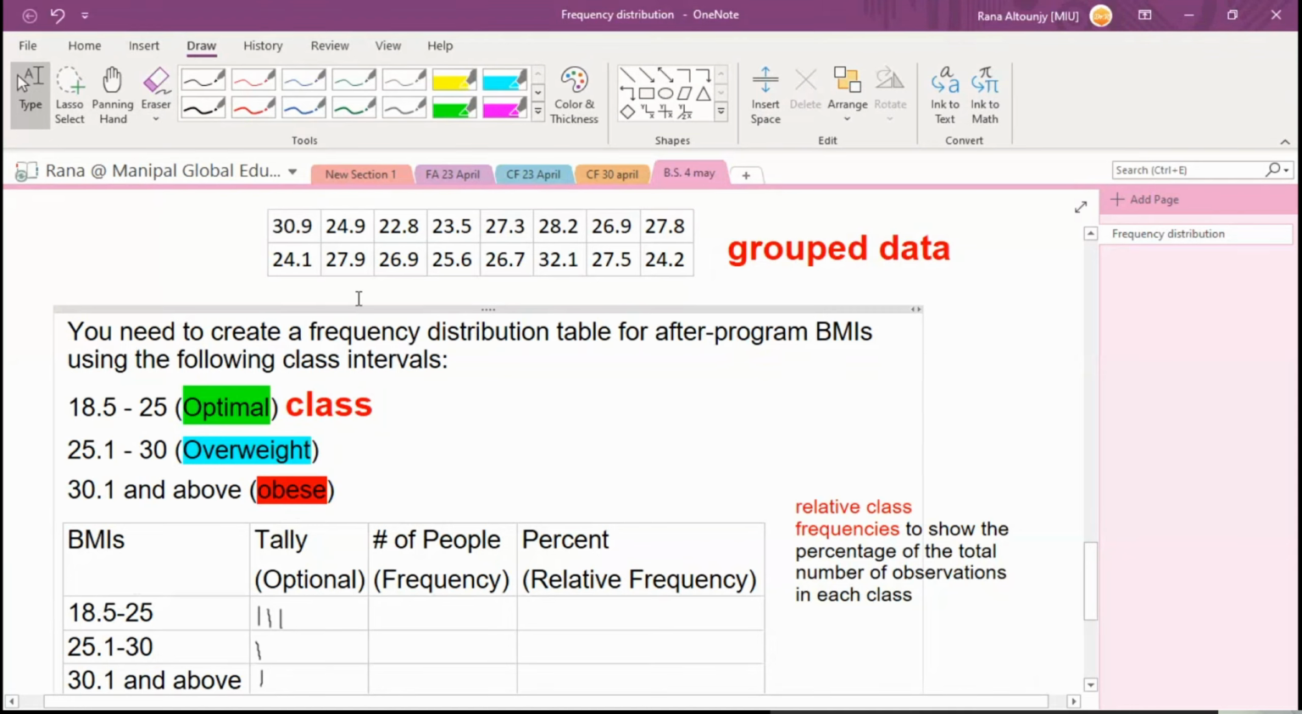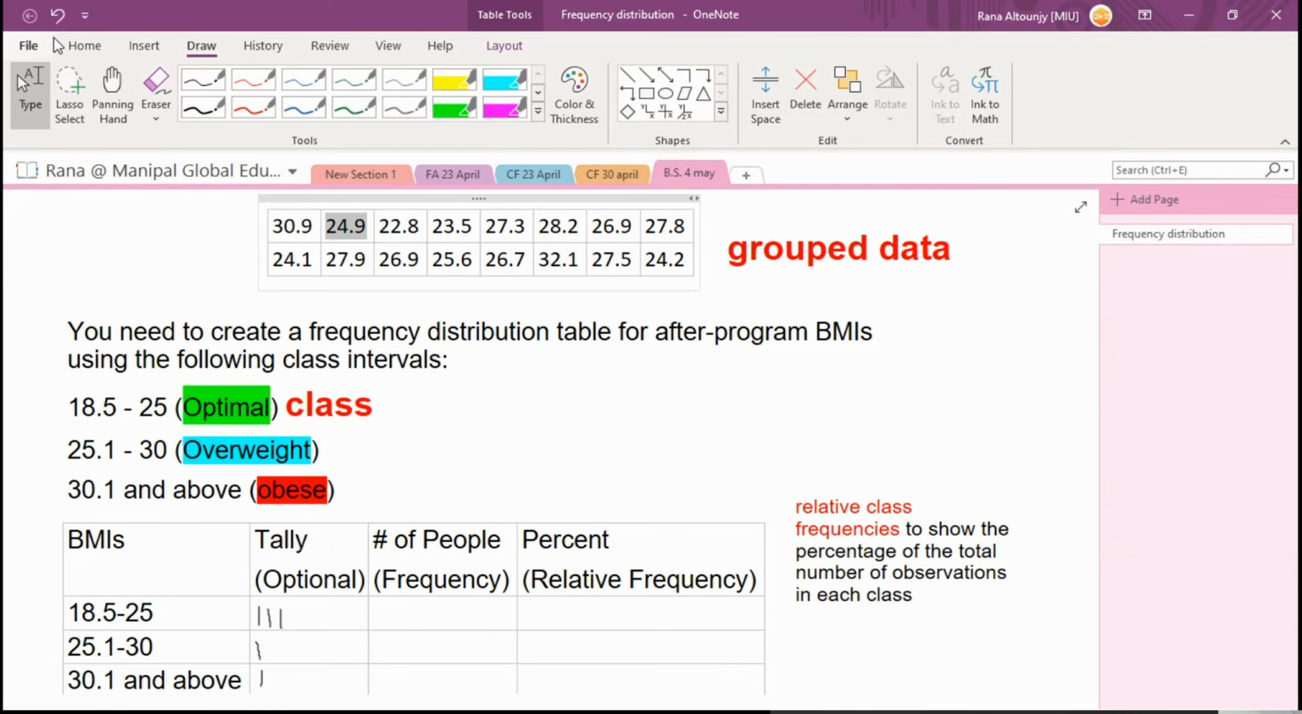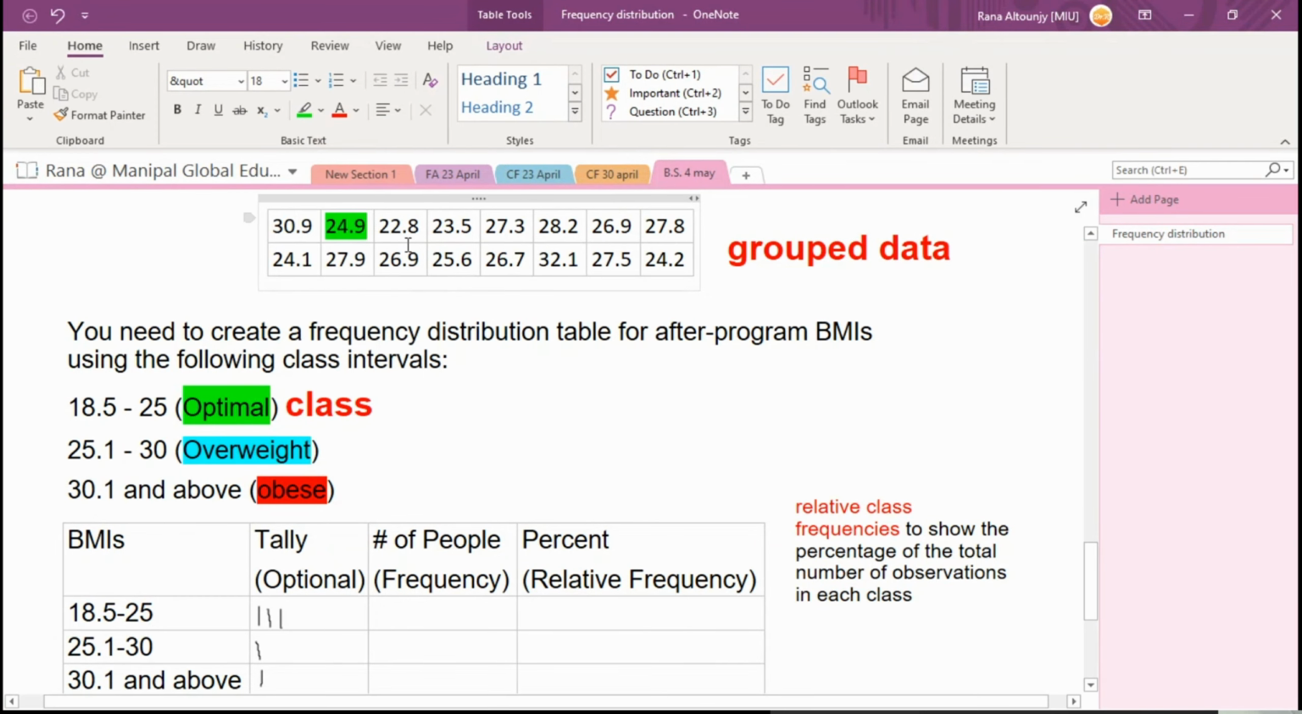Between 18.5 to 25, let's highlight it in green. This one is first. This one also the same. This one also the same. This one also the same. It means we have 1, 2, 3, 4, and 5 under this category.